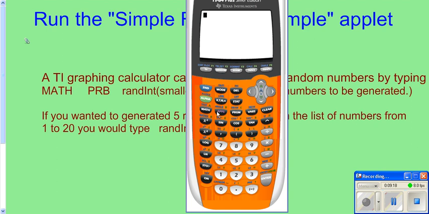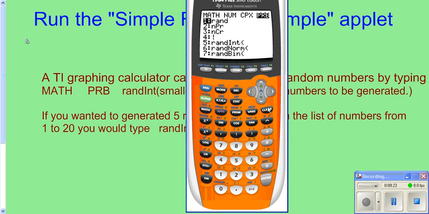To have your calculator generate random numbers, you want to hit Math, arrow to the prob, and then you want to arrow down to rand int. Now, if I wanted to generate numbers between 1 and 100, I'd go 1, 100. If I wanted to generate 5 of those numbers, I would hit comma 5 and then hit enter. And now my calculator randomly chose 5 numbers between 1 and 100. Hopefully your calculator ended up getting different numbers since it's supposed to be random.